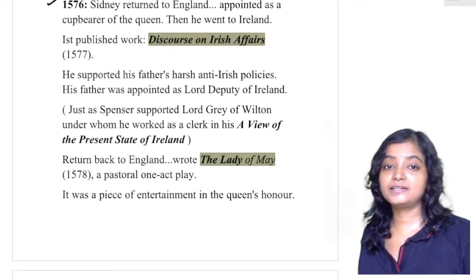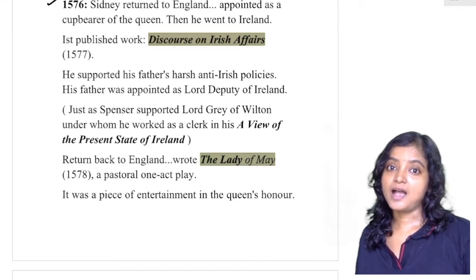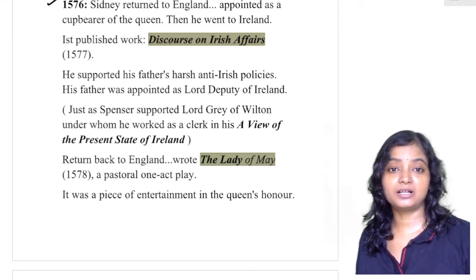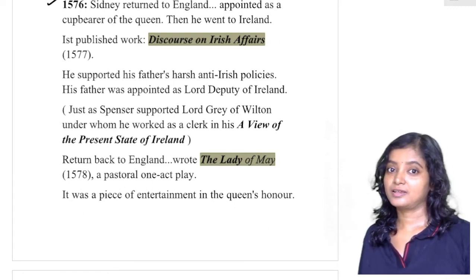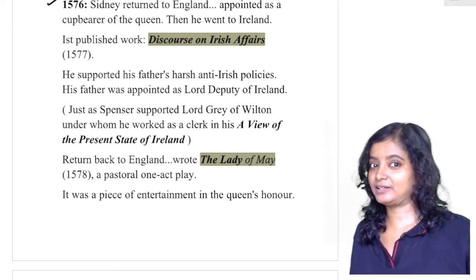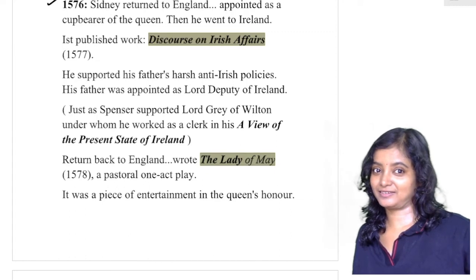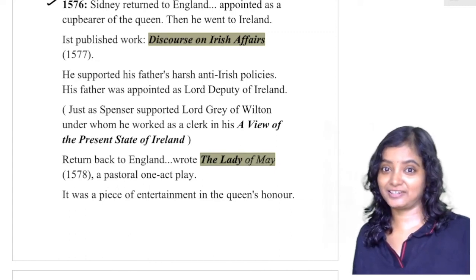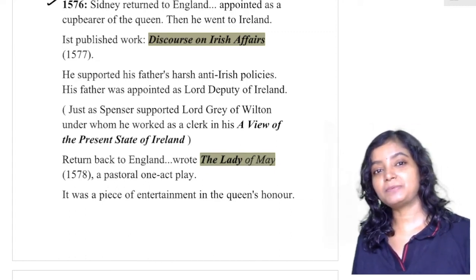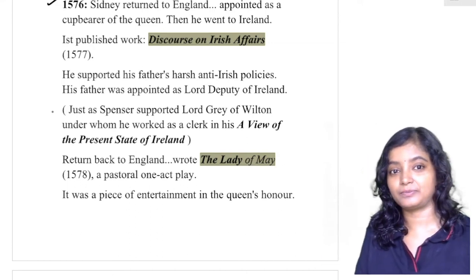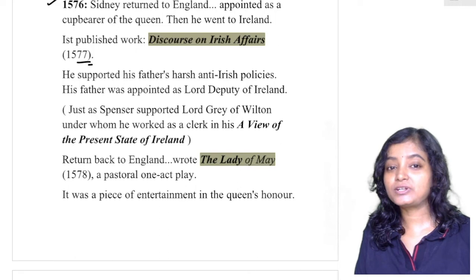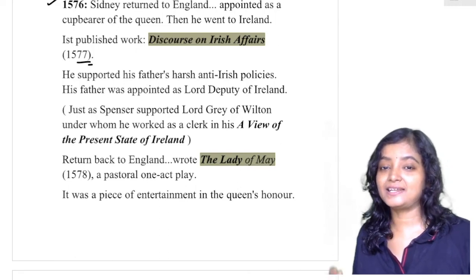1576, Sidney returned to England, appointed as a cup-bearer of the Queen. Then he went to Ireland. Then you can find some similarity. Spenser also went to Ireland as a clerk of Lord Grey. His first published work was Discourse on Irish Affairs, 1577. Here he supported his father's harsh anti-Irish policies.